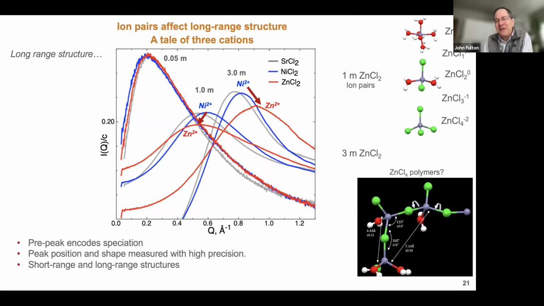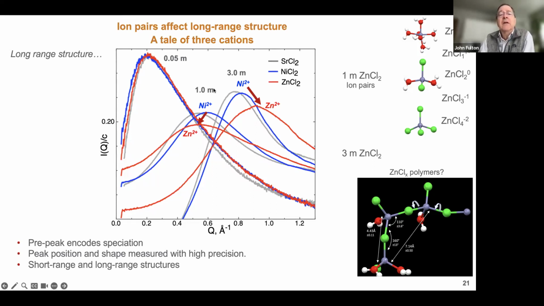These are the SAXS spectra for strontium, nickel, and zinc at low concentration. All of the systems are coincident at 50 millimolal. And in this case, the ions are fully dissociated. There's no interaction between the cation and the anion. At 1 molal, we see the difference between nickel and zinc is that Q naught for zinc is a lower value, whereas at high concentration, the Q naught for zinc is at a higher value. So this is a little puzzling at first.